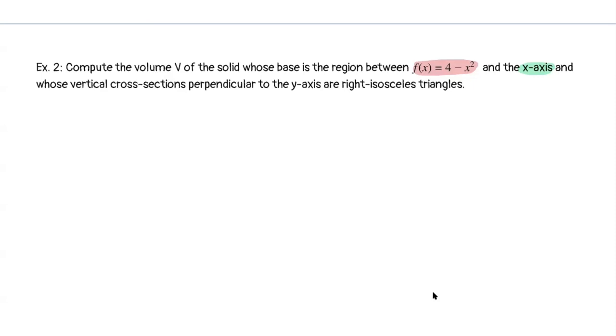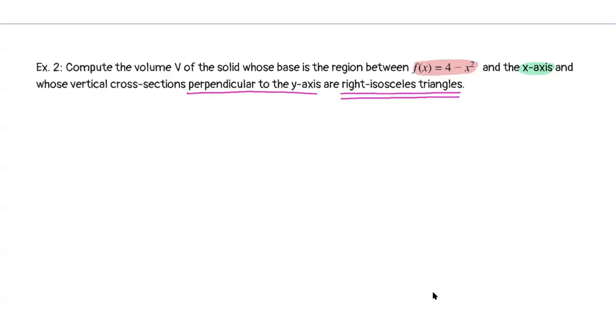And it turns out the cross sections this time are actually perpendicular to the y-axis. All right, the cross sections are perpendicular to the y-axis, and these cross sections are not squares this time. They are a different shape. They are right isosceles triangles.